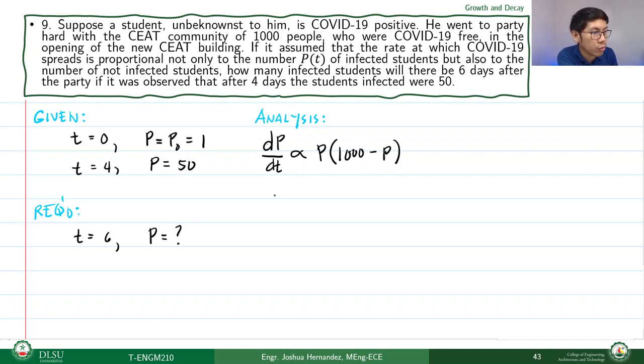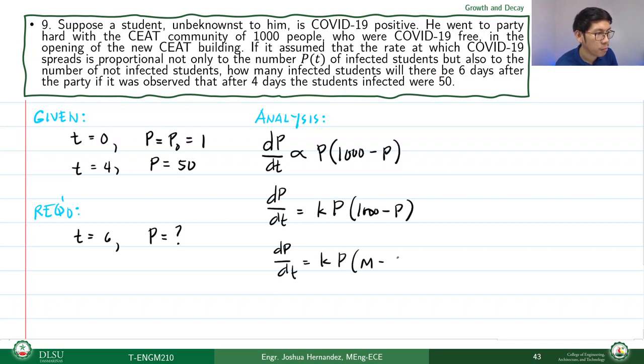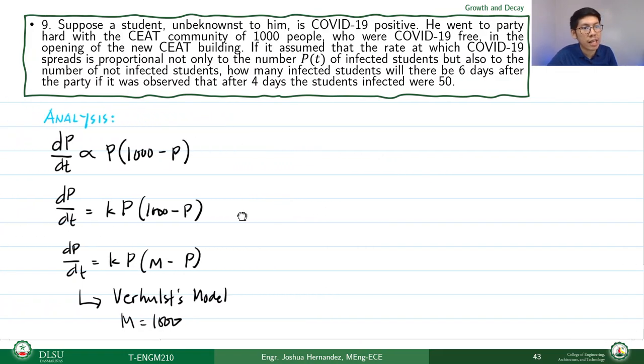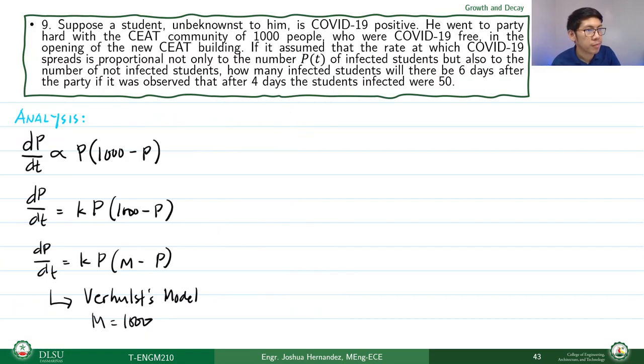So, kung ito yung relationship nila, then we can introduce a proportionality constant: dP over dt is equal to k P (1,000 minus P). Kung mapapansin natin, this equation is similar to dP over dt equals k P (M minus P), which is the Verhulst model, where, of course, M here is 1,000. So, having that said, this is a logistic equation. We can solve for this. Actually, na-derive na natin siya on a previous example on the discussion on Verhulst. But in this case, we can use 1,000 directly.